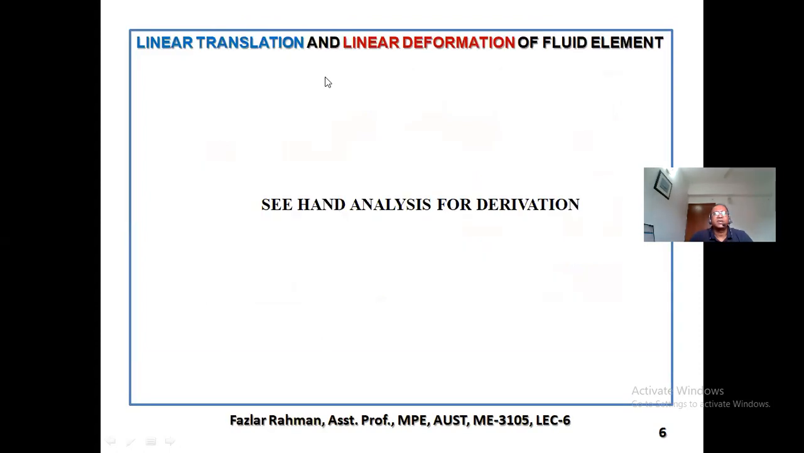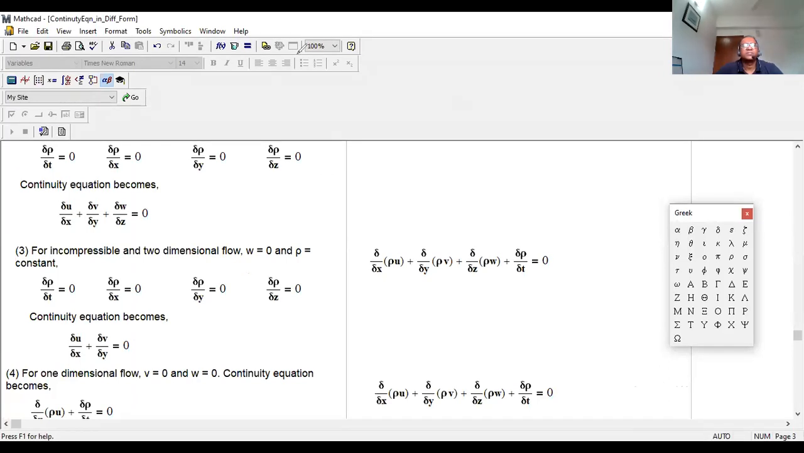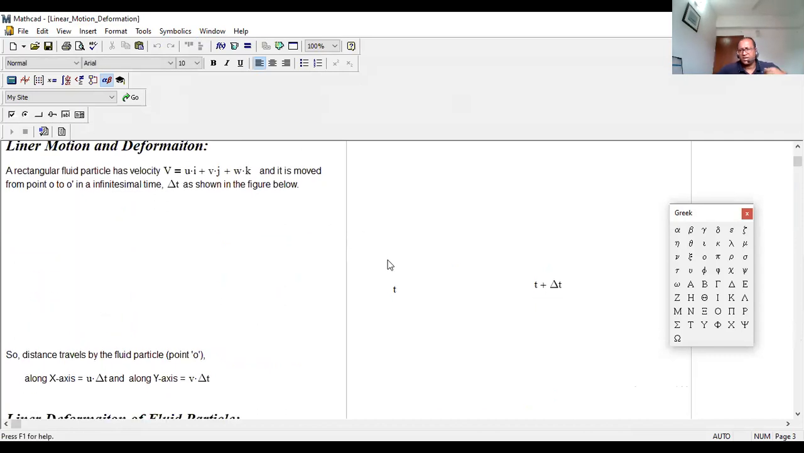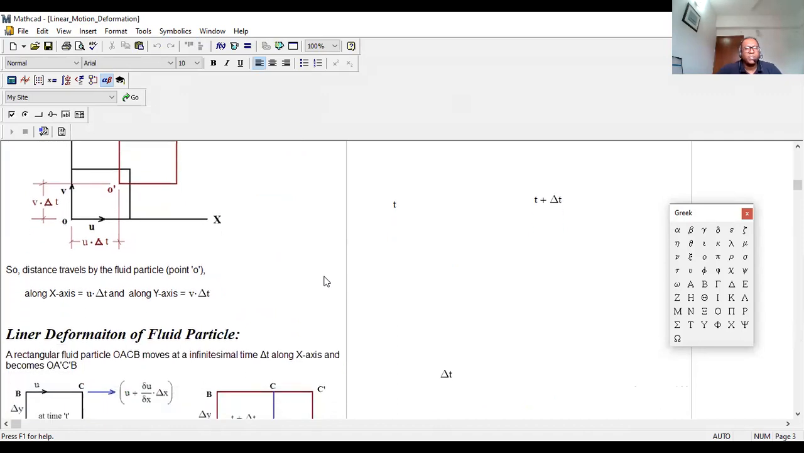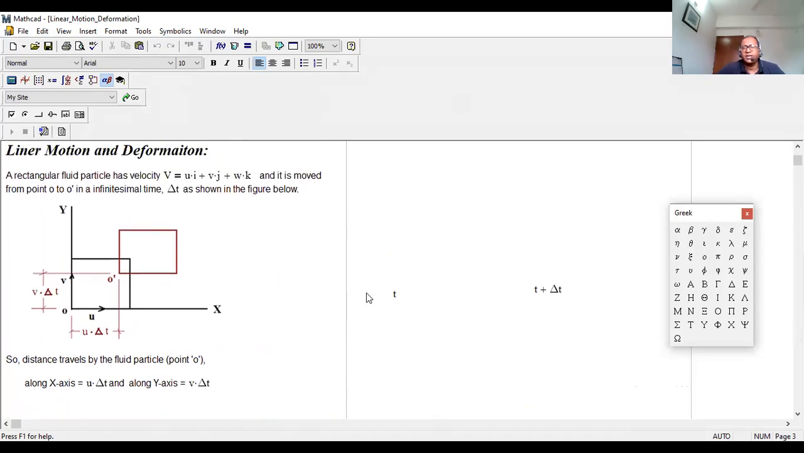And we'll derive some equations. It's called linear translation. We will check when there will be linear translation and linear deformation of a fluid element. Okay, so we have the time, right? Almost, a little bit of time we have. Okay, I think we can finish it. We'll try to show you the mathematical relationship or equation for when there will be linear translation and when there will be a vortex in the fluid flow.